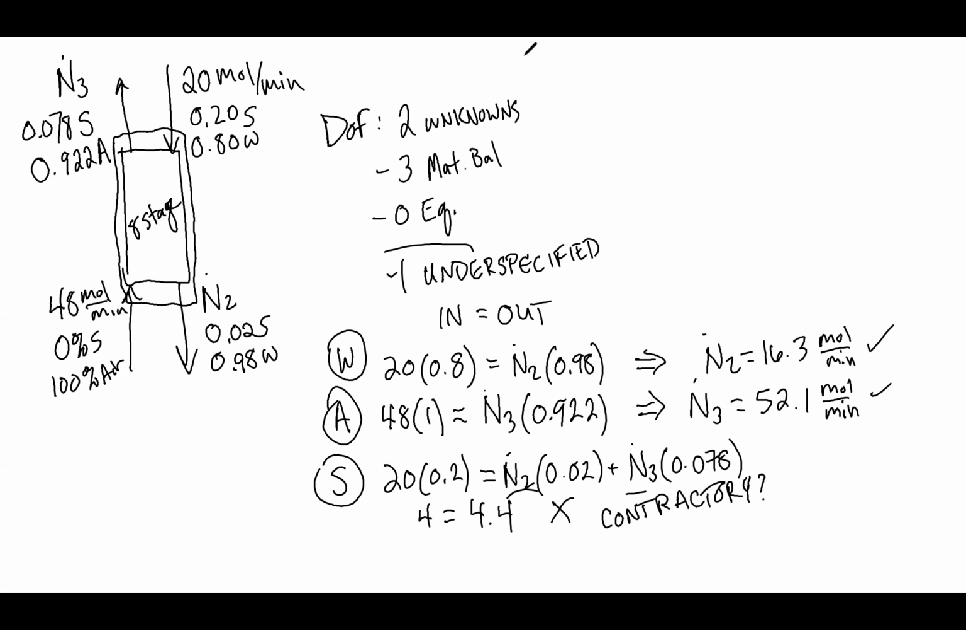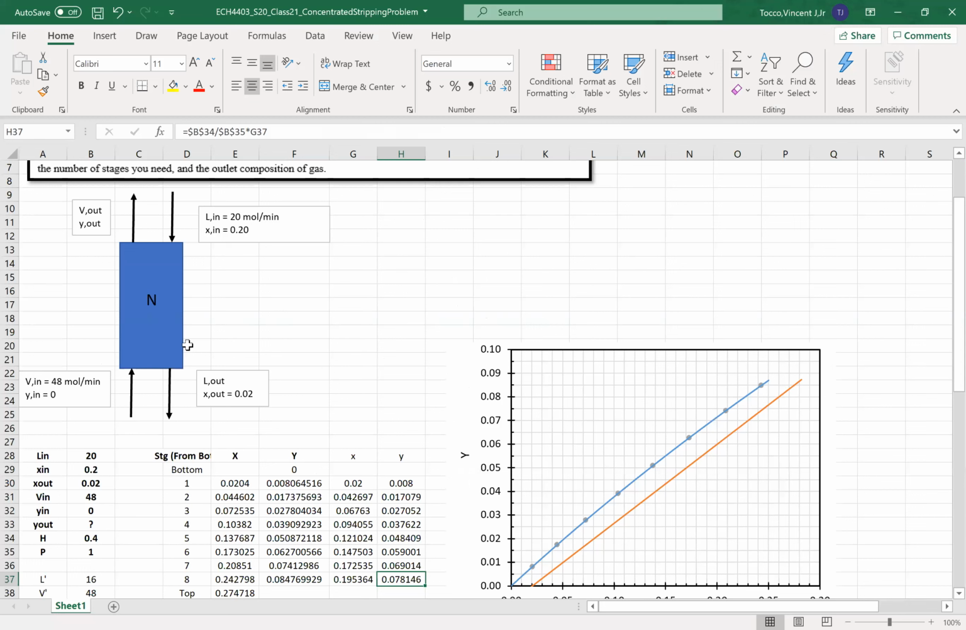So if I go back to my Excel spreadsheet and look closer at the stripper that I have here, if I specify that there are 8 stages, I have to consider, in a practical sense, what variables do I have control over and what variables do I not have control over? Well, the feed is set. I have 20 moles per minute of water at 20%. That is set. I have control over that, but you can't adjust it.